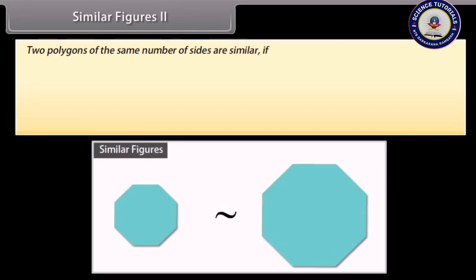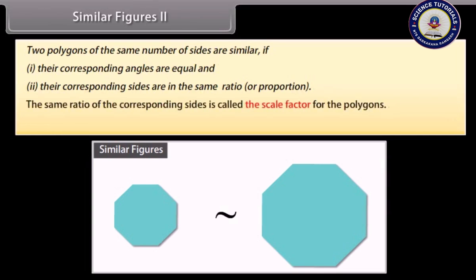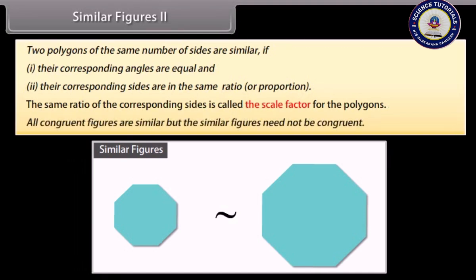Similar figures 2. Two polygons of the same number of sides are similar if: 1. Their corresponding angles are equal, and 2. Their corresponding sides are in the same ratio or proportion. The same ratio of the corresponding sides is called the scale factor for the polygons. All congruent figures are similar, but similar figures need not be congruent.